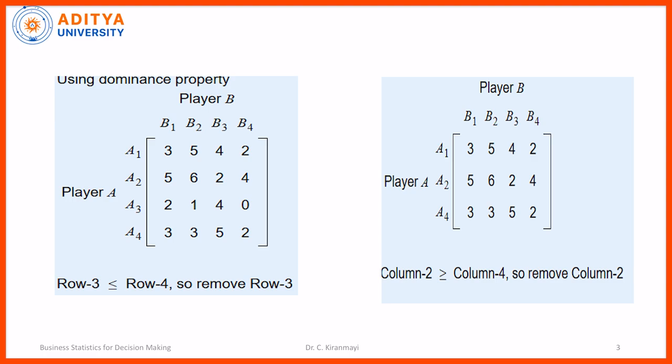Let us compare B2 and B4. These different combinations you have to use to identify which column is dominating. So, 5 and 2, 5 is greater, 6 and 4, 6 is greater, 3 and 2, 3 is greater. Therefore, we can say that C2 is dominating C4, since C2 is greater than C4.